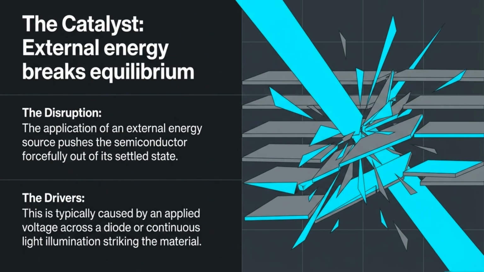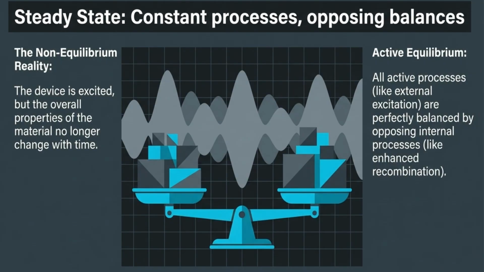External energy acts as a catalyst, breaking equilibrium. The application of an external energy source, such as an applied voltage or continuous light, forcefully pushes the semiconductor out of its settled state. The steady state is a non-equilibrium reality of constant processes and opposing balances. The device is excited, but the overall material properties no longer change with time, maintaining an active equilibrium.